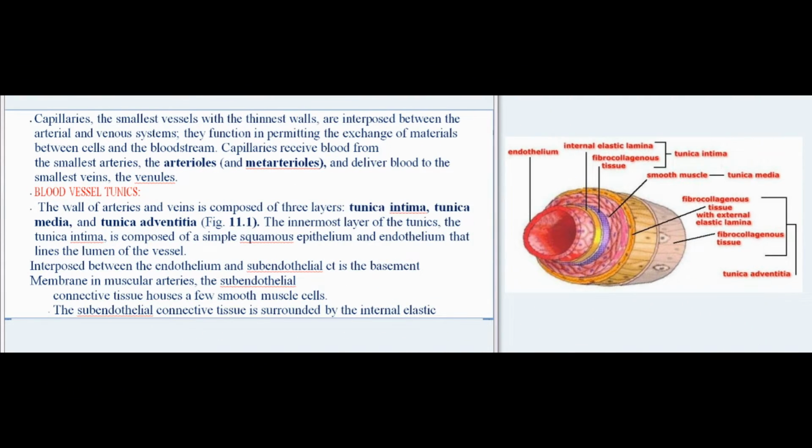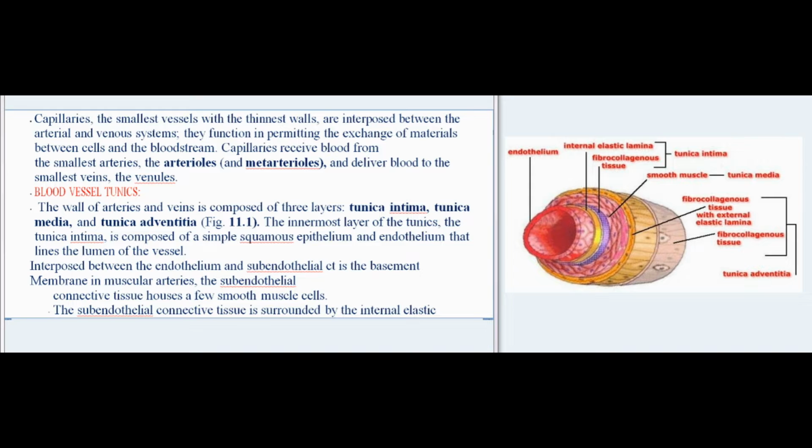Capillaries, the smallest vessels with the thinnest walls, are interposed between the arterial and venous systems. They function in permitting the exchange of materials between cells and the bloodstream. Capillaries receive blood from the smallest arteries, the arterioles and metarterioles, and deliver blood to the smallest veins, the venules.